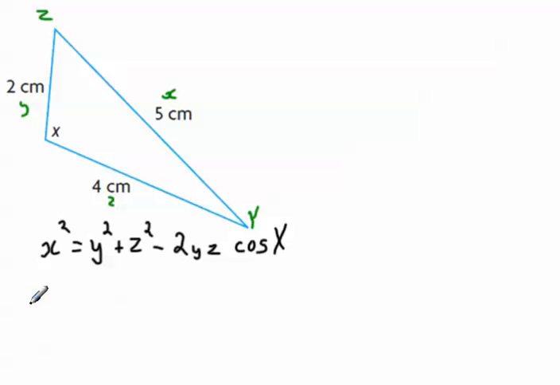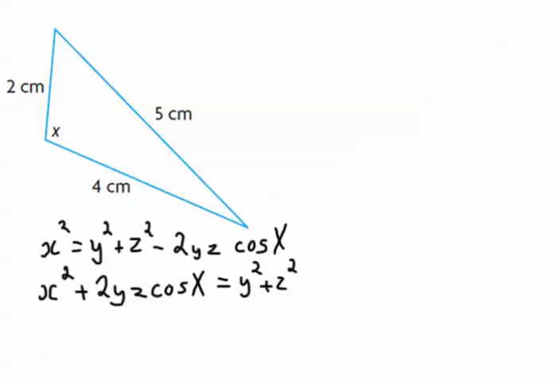Now because we're trying to find the angle, I like to rewrite this equation, and once you have it figured out, you can start just by writing it out that way. So we start with the law of cosines, and we want to start moving it around. Our goal is to get cosine x by itself. So the first thing I'm going to do is add 2yz cosine x to both sides.